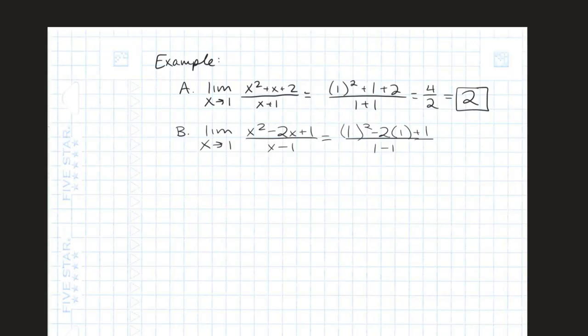One squared is 1, 2 times 1 is 2, so I have 1 minus 2 plus 1. What's happening on the top? 0. What's happening on the bottom? 0. Uh-oh. We just talked about this. This is called an indeterminate form. You can't stop here. This does not answer the question. We don't know what the limit is yet. I got 0 over 0.